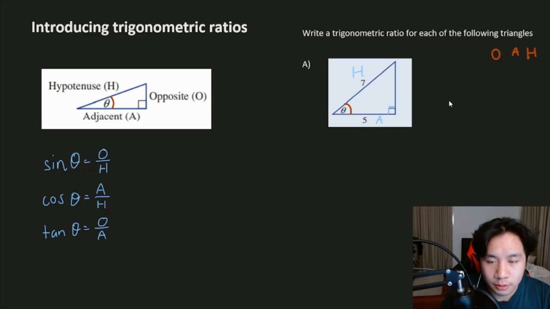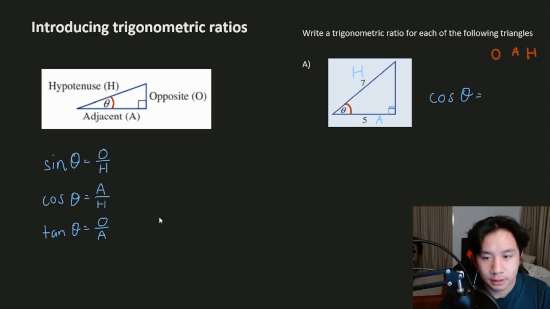And so what I can do is I can refer to this and figure out which one has A and H. So sine theta has O and H. So that's not it. Cos theta has A and H. So we'll be using cos theta. Okay. And then here, cos tells you that you want to write it as A over H. So A in this case is 5. And H is 7.